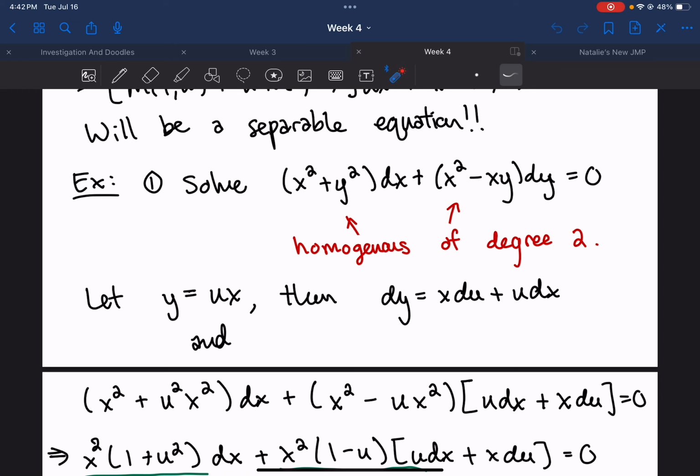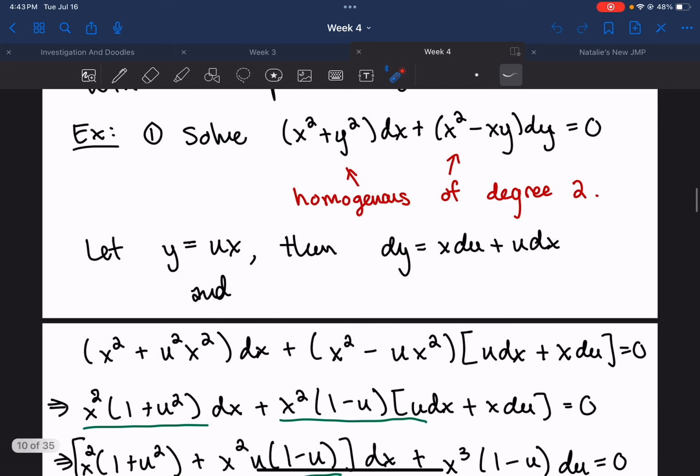Now, since they're homogeneous of the same exact degree, I can use this substitution, y equals u times x, and then again, dy equals x du plus u dx. When you plug y equals u times x and dy equals x du plus u dx into these places, what do you get? Well, you get x squared plus u squared x squared here, dx. You get x squared minus u x squared here. And then the dy becomes u dx plus x du.